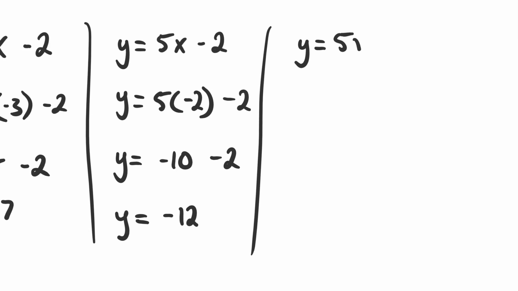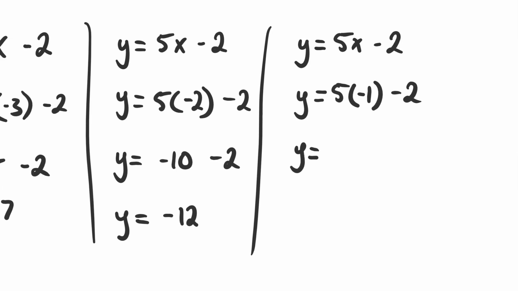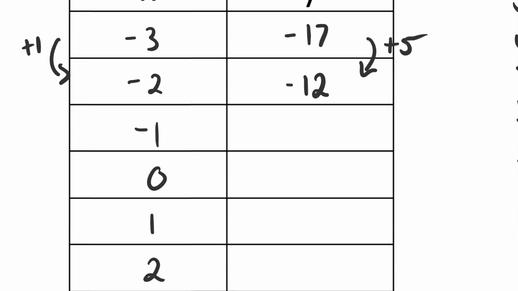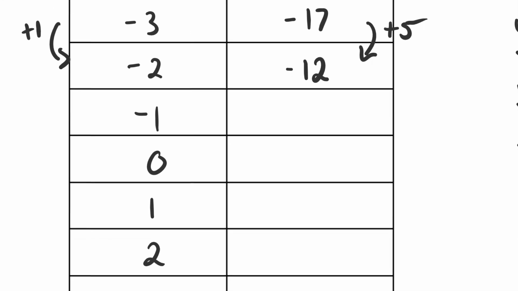So y equals 5x subtract 2, y equals 5x. Now we're inputting our next x value, which is negative 1, subtract 2. Y equals 5 multiplied by negative 1 gives you negative 5, subtract 2. Take this further, you have y equals negative 5, subtract 2, which leaves you with negative 7. So back over to our table of values here, our x value of negative 1 resulted in a y value of negative 7.